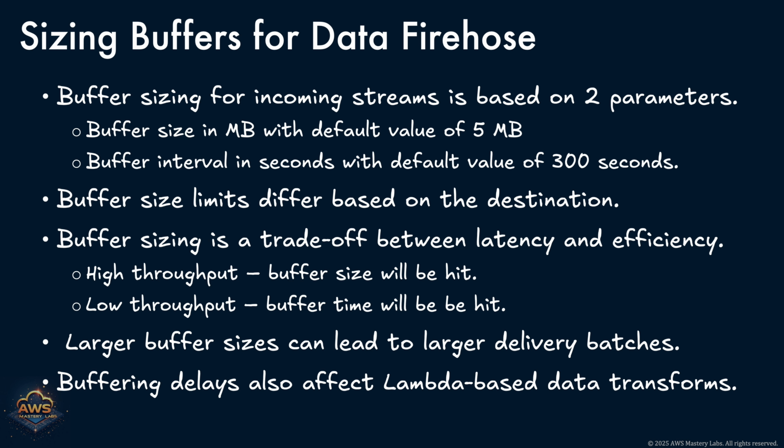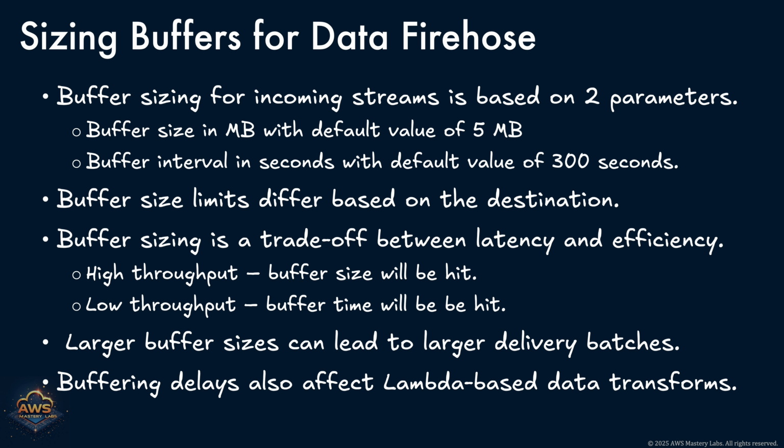elapses, whichever comes first. For example, the default configuration for Amazon S3 and OpenSearch destinations is a 5 megabyte buffer size or a 300-second interval, meaning data will be delivered as soon as either 5 megabytes is accumulated or 5 minutes have passed. These defaults can be modified based on your workload and the destination you're delivering to. Some destinations like Amazon Redshift have smaller maximum buffer sizes, typically around 4 megabytes, and may require shorter intervals due to the nature of database ingestion.